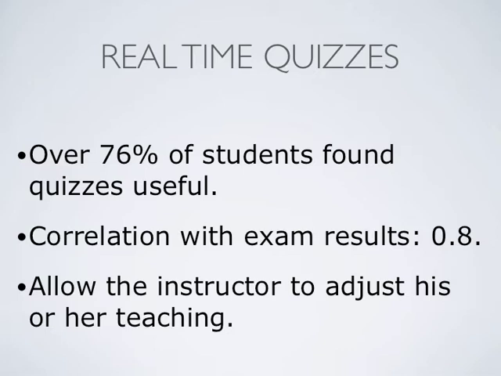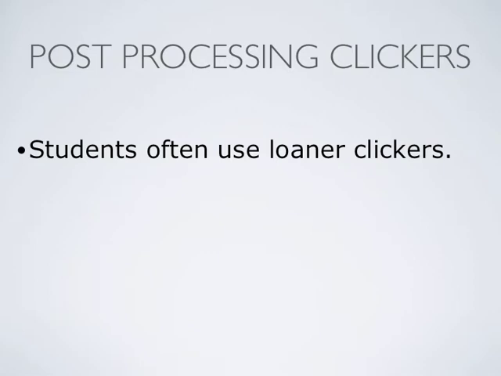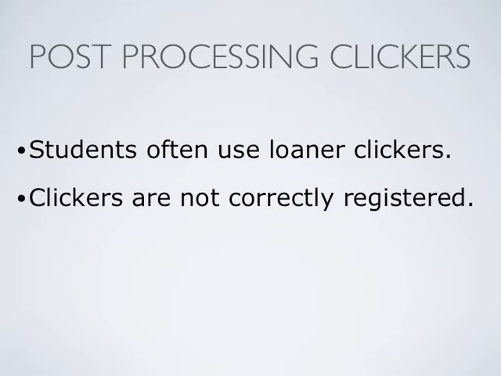When using personal response clickers, there are post-processing issues. These personal response clickers are separate devices that the students must carry with them. And students often forget clickers, so they use loaner clickers, and that requires post-processing. And clickers are not always correctly registered, so the system does not always know to which student a certain clicker belongs.